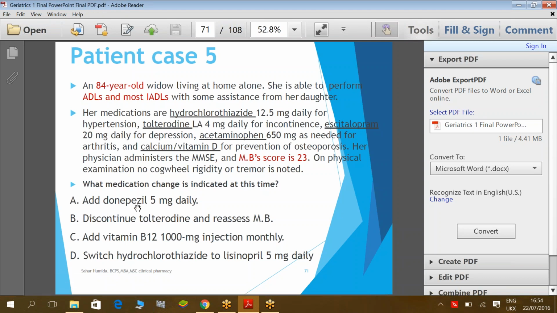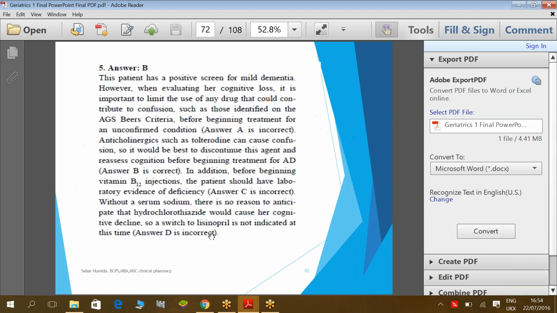Are you going to start donepezil, or are you going to discontinue? We said that whenever you are given a case of dementia, try to screen the medications being used first before starting the treatment. We know tolterodine is an anticholinergic that may cause cognitive impairment. It's part of the Beers list, so I have to discontinue the tolterodine and assess my patient. So the answer is B. Why B? Because tolterodine may be the causative factor of this mild cognitive impairment, so I have to stop it before going straight to diagnose.